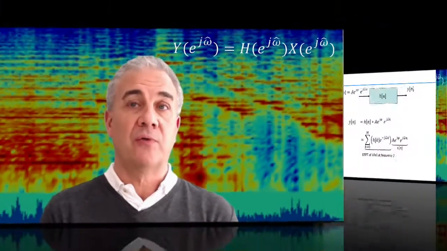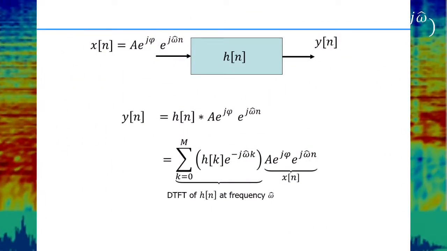In other words, for any LTI system with impulse response h of n, the output associated with a complex exponential input signal is given by this expression, which tells us that the change in amplitude and phase for a given frequency of the input signal is determined by the DTFT of the impulse response at that frequency.